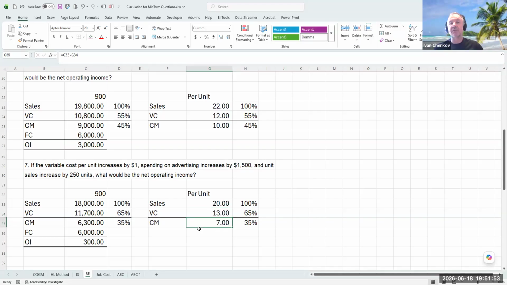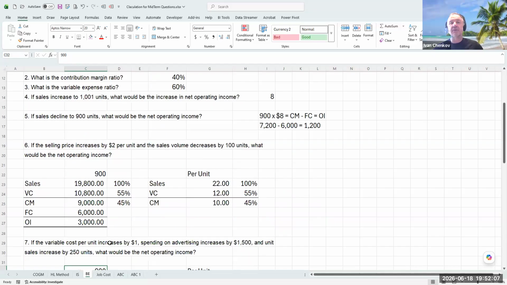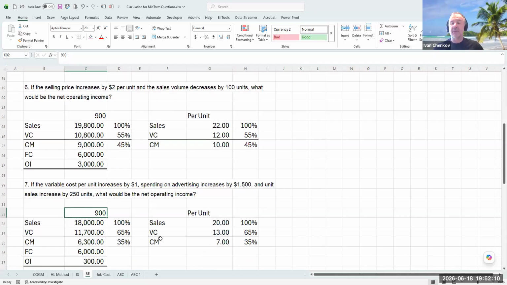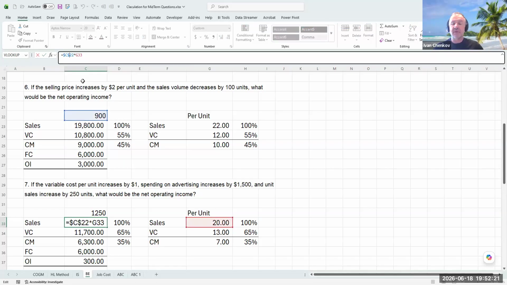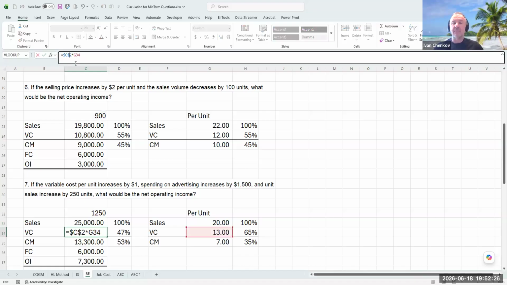Now my contribution margin dropped down to 7. Contribution margin percentage also changed to 35. Now what I'm selling is, instead of 1,000 units, 1,250 units. So if I change my units, I have to change this cell, which in this case will be cell 32. And that will be again 32.